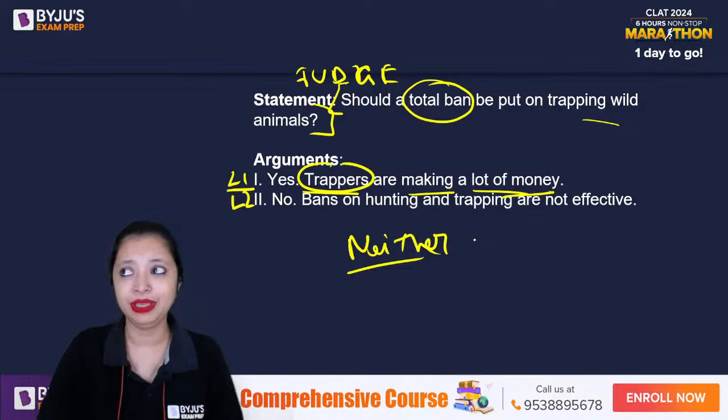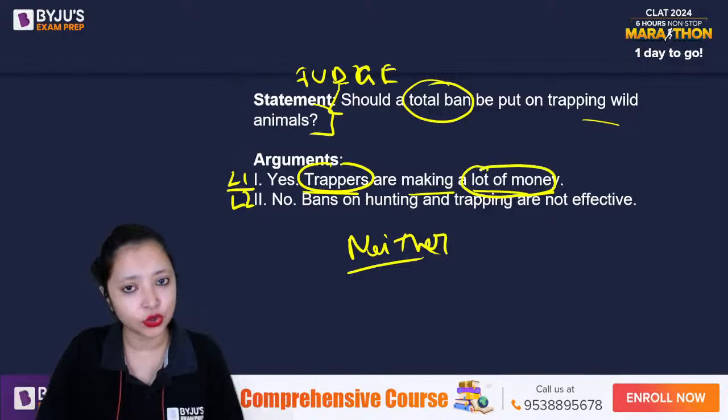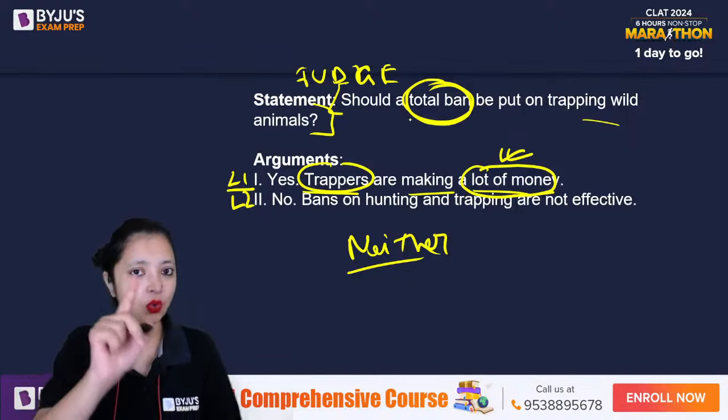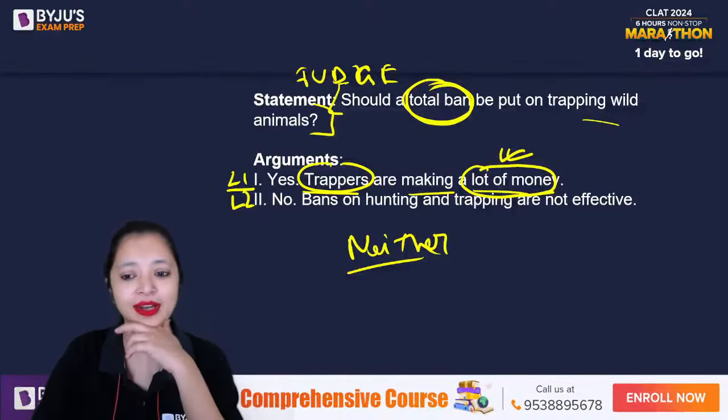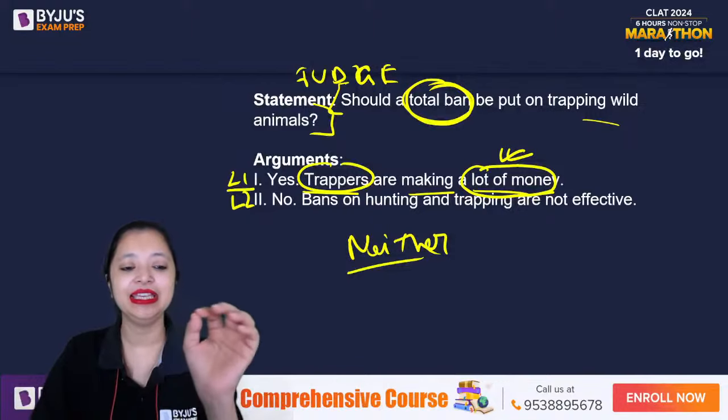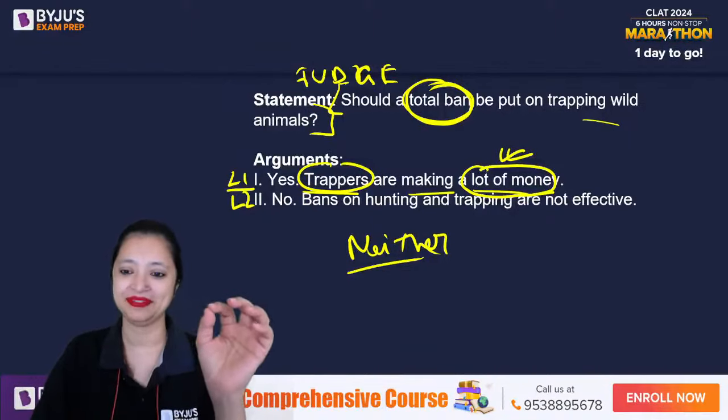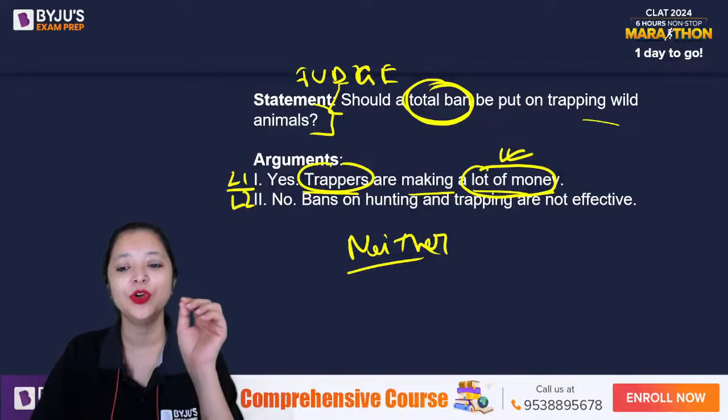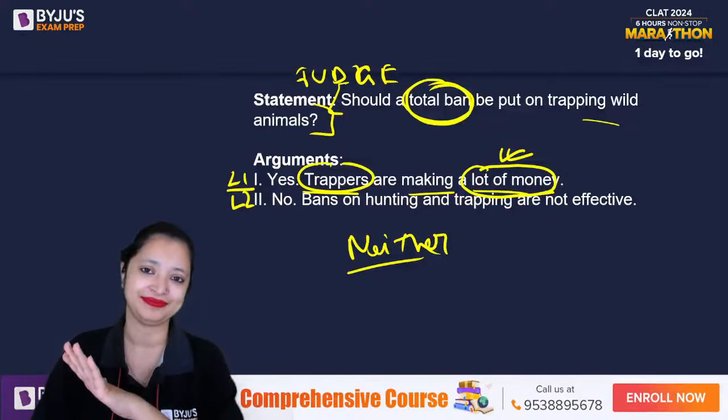If you come and tell me politicians are making a lot of money, should I ban politicians and politics? If you come and tell me Ambani is making a lot of money, should I ban Ambani? If I say people selling jewelry are making a lot of money, should I ban them? The reason given in the argument, is that a sufficient reason to put a total ban? Would the judge listen to argument number 1? He would not. And that is how you would approach this question.